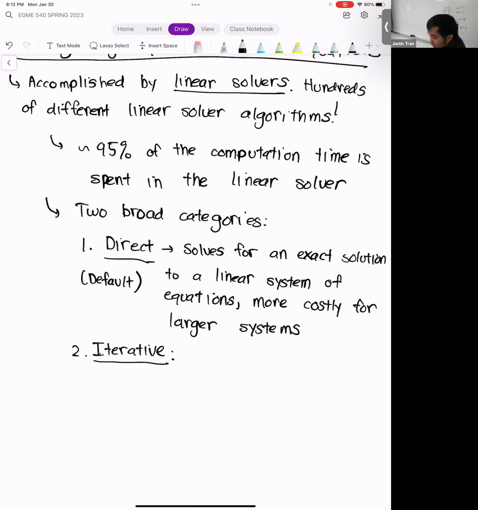The other type of linear solver that you'll see in ANSYS is called iterative. Just like its name, an iterative solver doesn't seek to solve the solution completely. What an iterative solution does, and I don't want to call it guess and check because that's a little disrespectful to the algorithm itself, is more of an educated guess that is then refined. Okay.